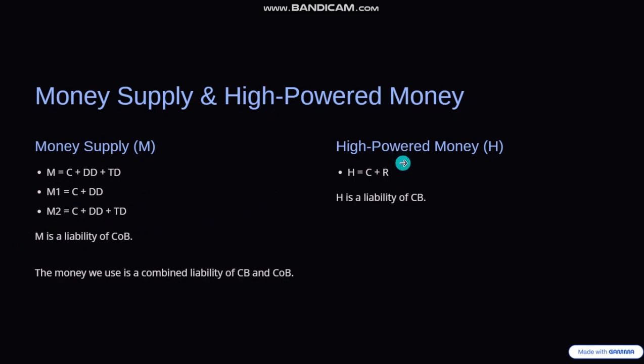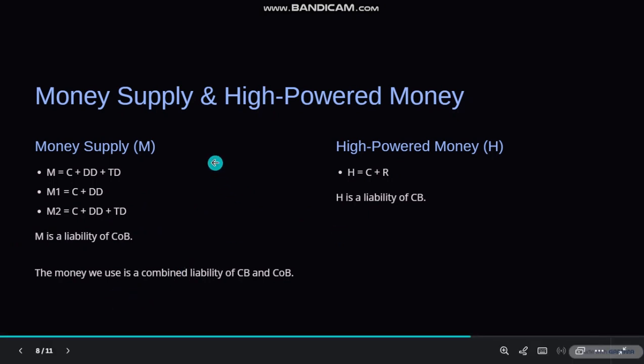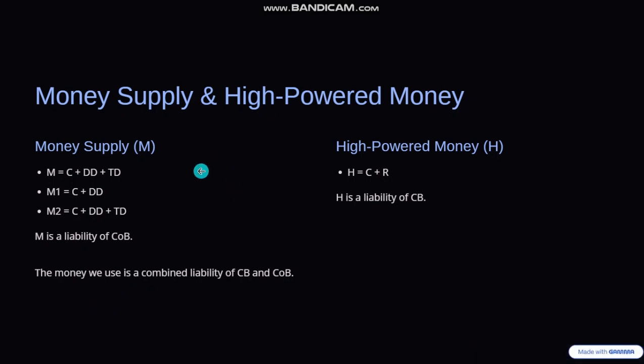And then the high powered money is a liability of the central bank. Why? Because every note says it's guaranteed by the central bank governor's signature. The base money is then multiplied by the banking system into a larger money supply through lending and deposits. The money we use is basically a combined liability of CB and CoB. And M is also a liability of commercial banks.